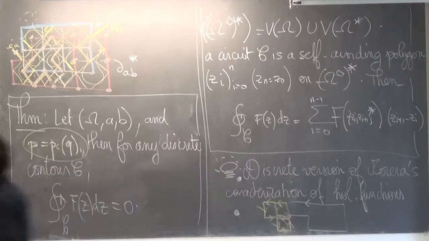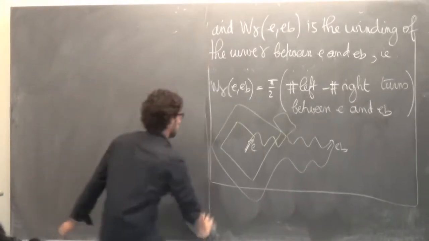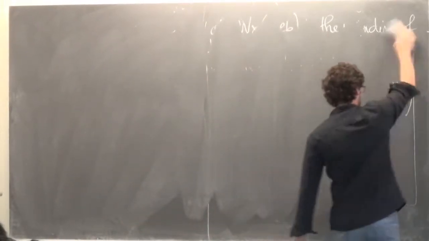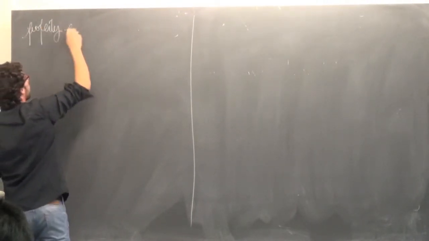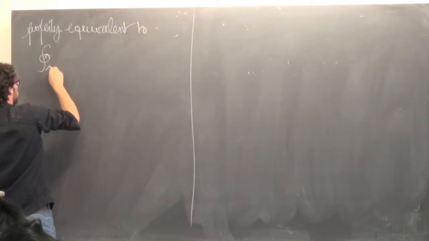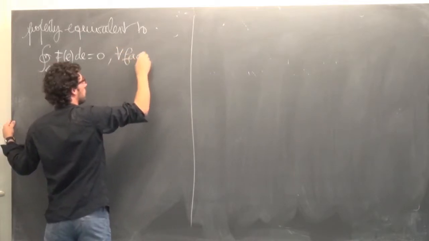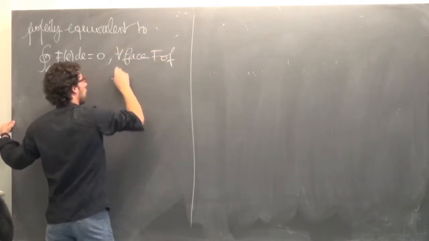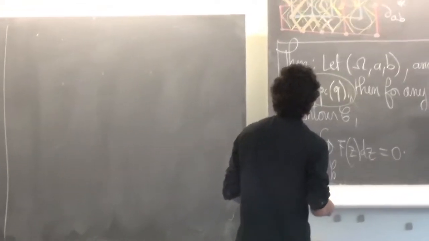So this property I could have restated in a very similar way. It just means that the discrete contour integral of the observable along small contours is 0. So the property is equivalent to the integral along this contour of f of e dE equals 0 for every face of omega diamond.